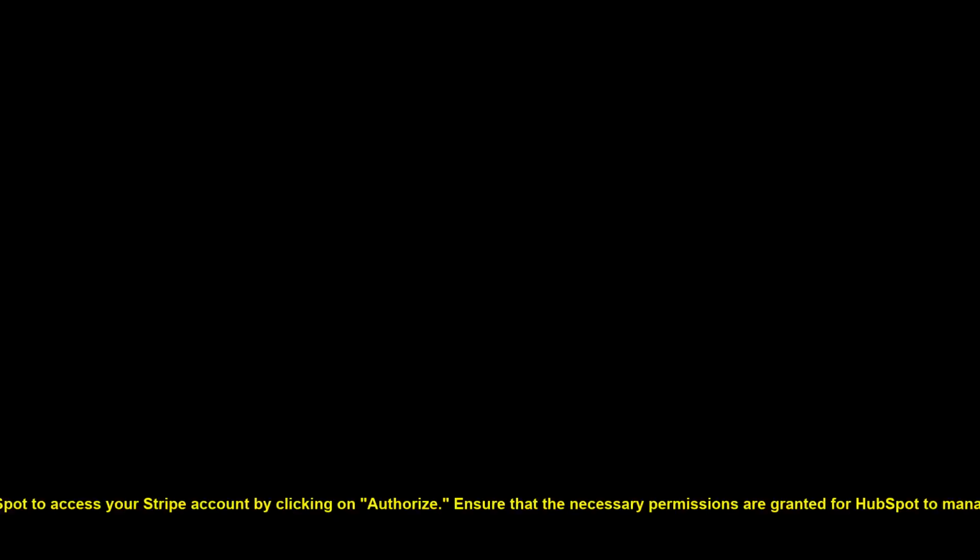Authorize HubSpot to access your Stripe account by clicking on Authorize. Ensure that the necessary permissions are granted for HubSpot to access your account. After authorization, you will be redirected back to the HubSpot billing section. Now you can begin setting up your billing preferences.